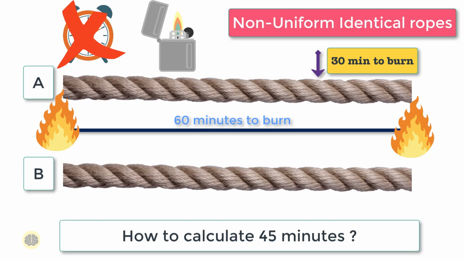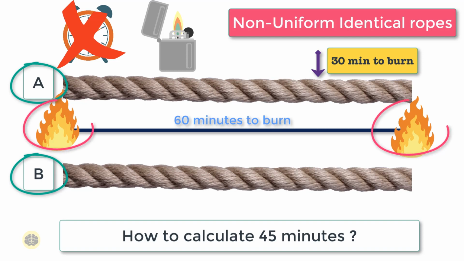So in order to calculate 45 minutes, one rope is not sufficient. You need two ropes. Let's call the ropes A and B and follow the below process in order to measure 45 minutes. What you have to do first is burn rope A from both ends and rope B from one end. So rope A will completely burn in 30 minutes.